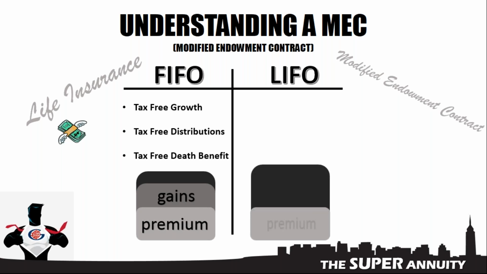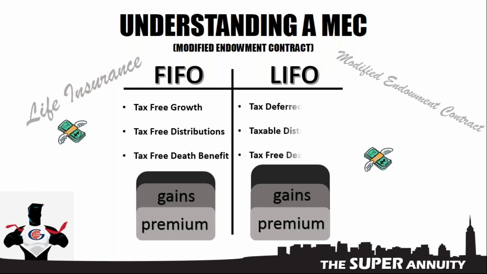So how that works is you have the policy, the first dollars into the premium, next dollars into the gain. The gains have to come out first. Then the premiums can come out if you're taking distributions. So what does that mean? On a MEC, you now have tax-deferred growth, taxable distributions, but still you have the tax-free death benefit. So that's the biggest misunderstanding of a MEC.